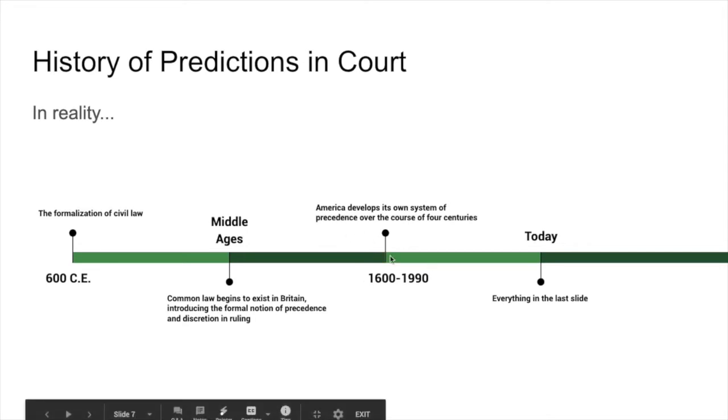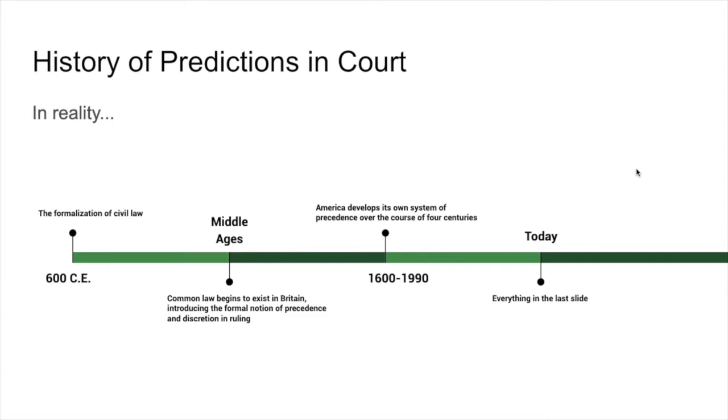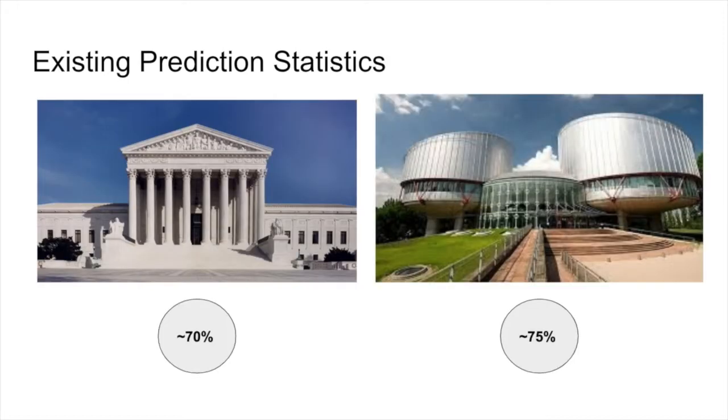And in the period ever since, America has developed its own system of precedents, right? So you can't just rely on another country's precedents. If you develop your own laws, it takes time to develop your own history of precedents, and that's what's happened in the United States ever since. Now, there are a number of statistics about what prediction actually produces today. And there are some esoteric examples.